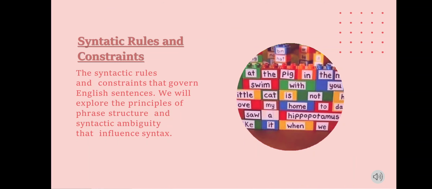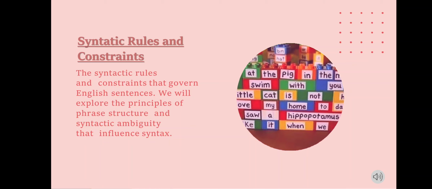Syntactic rules and constraints. Syntactic rules are like grammar guidelines. They provide the framework for constructing English sentences correctly. These rules dictate how words can be arranged to form grammatically sound sentences, ensuring clarity and coherence in communication. By following these principles, we will avoid confusion and ambiguity in our language. Think of them as guidelines that keep our sentences on track, guiding us towards effective expression.